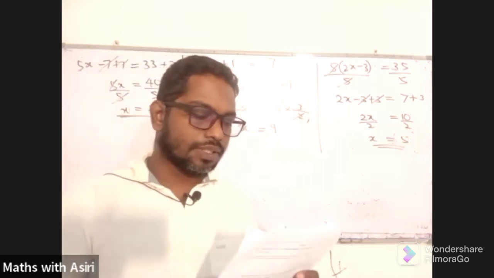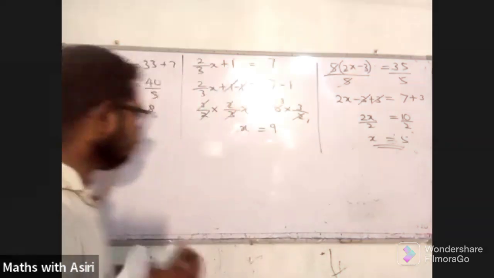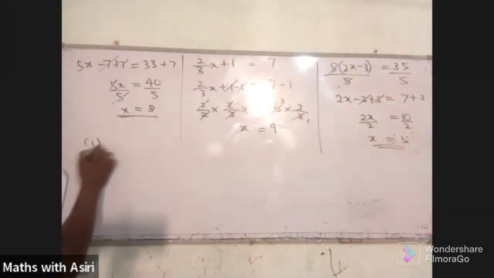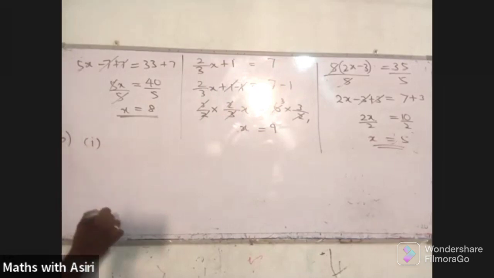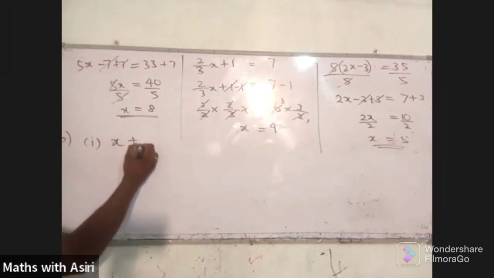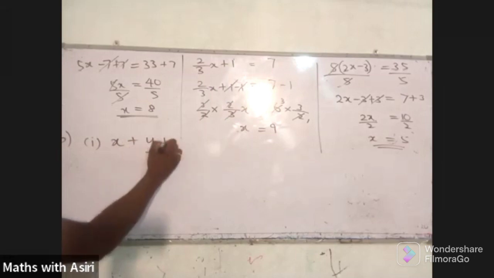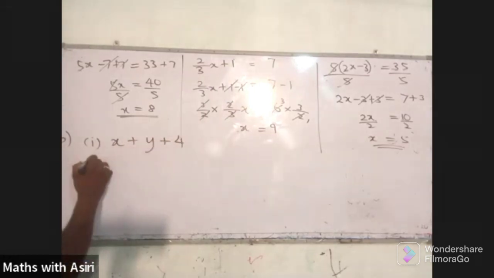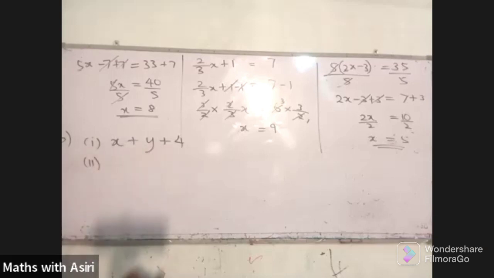Total number of Rubik cubes sold. x number of type A, y number of type B, and 4 of type C. This is the sum of Rubik cubes. Then, the total income by selling them.